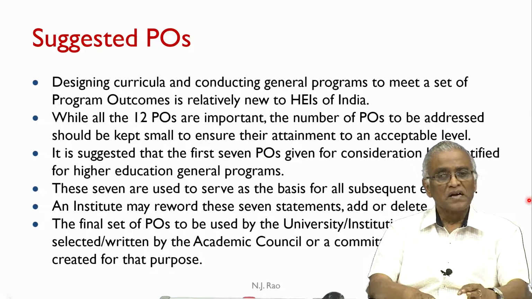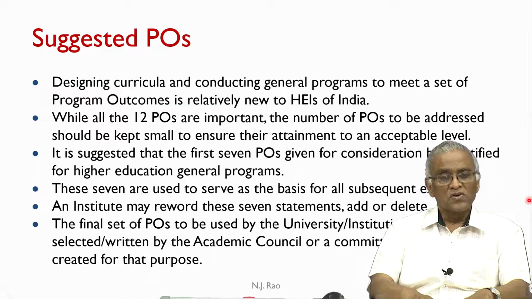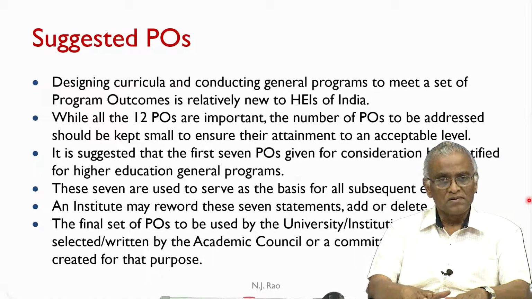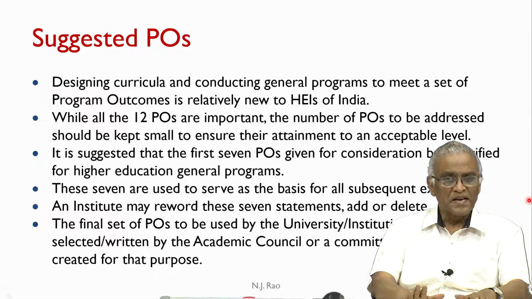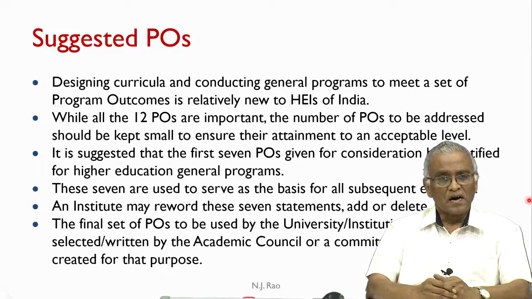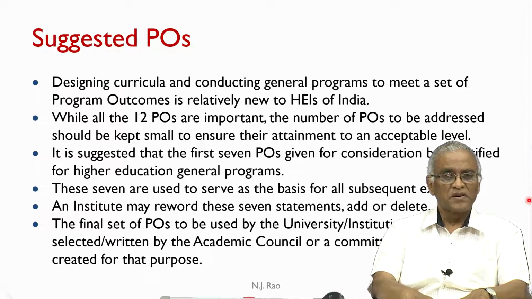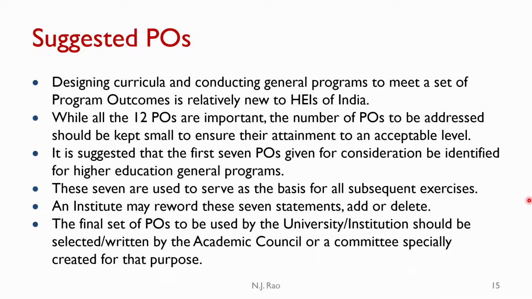It is going to take a considerable amount of effort. So, if you do not make any effort to ensure their attainment, there is no point in listing them. That is why my suggestion is that the first 7 POs be given for consideration. Whatever POs are suggested, you take the first 7 as the program outcomes of higher education general programs. That is, restrict yourself to the first 7.